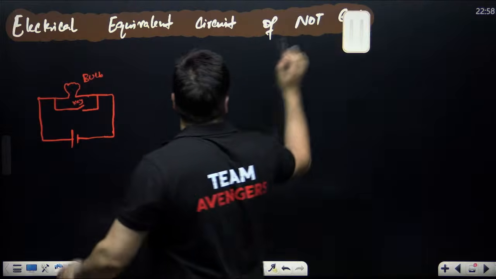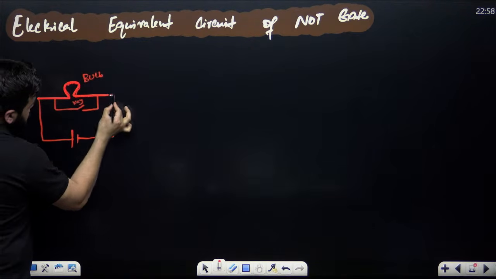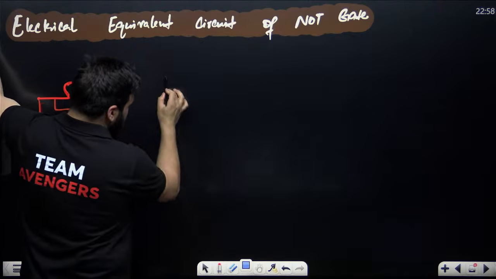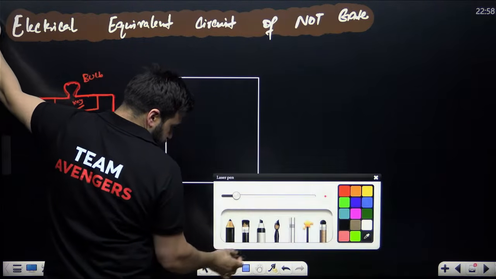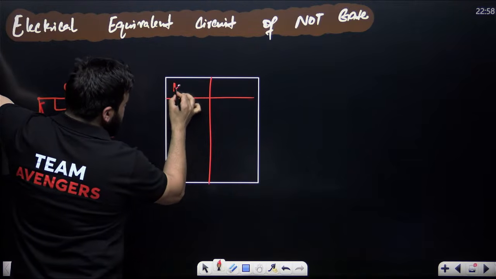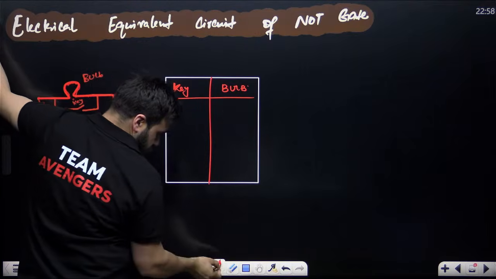Electrical equivalent circuit of the NOT gate. This circuit exactly behaves like a NOT gate. Let me show you how. See, you have got over here a bulb and a key. This is the bulb. Let me show you how.